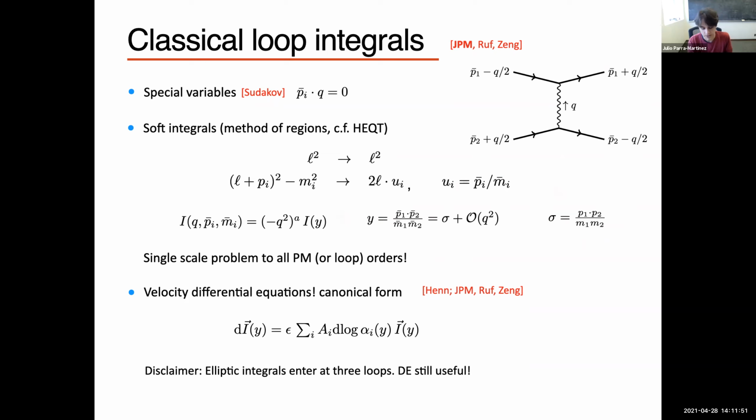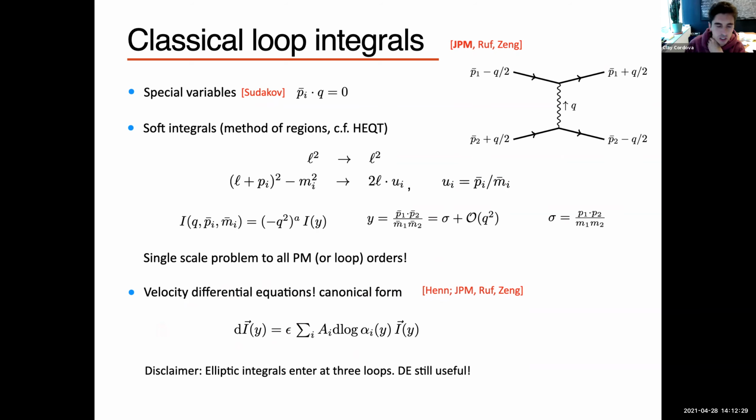Y is just the version of sigma that takes into account that we are using this slightly different parameterization. And the modern tools we have from QCD are things like differential equations, where we reduce the whole set of integrals to a basis of integrals, which are called master integrals, using integration by parts identities. And then these satisfy differential equations that look like this, where epsilon is the dimensional regularization epsilon. And at 3 loops, we also have some elliptic integrals, but we can still write differential equations. They just don't look as simple as this.